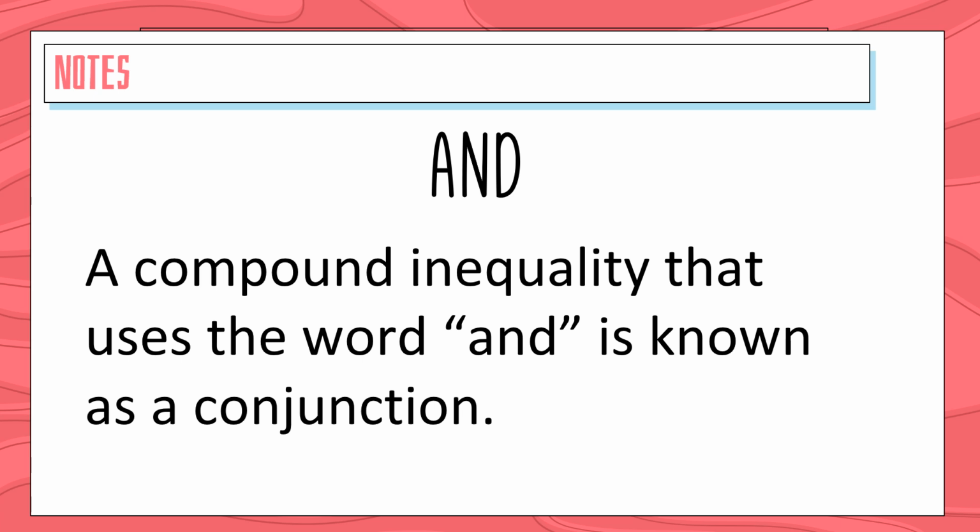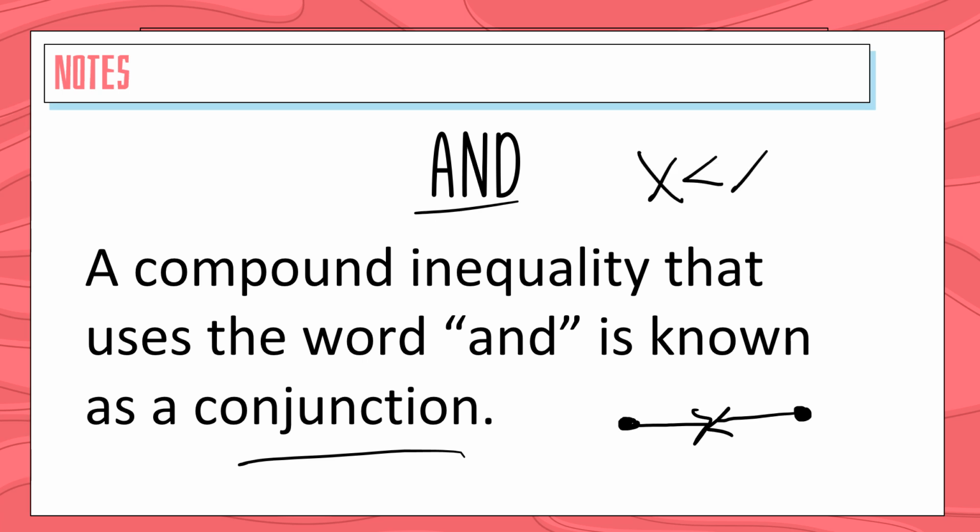A compound inequality that uses the word and is known as a conjunction. Conjunction meaning coming together, connected. And so every graph that says and will come together. But there's also another way to write this. Anytime you have an inequality with the variable in the middle. Yeah, that looks weird, right? But we're going to work on that. We're going to talk about when it's in the middle, we graph in the middle.